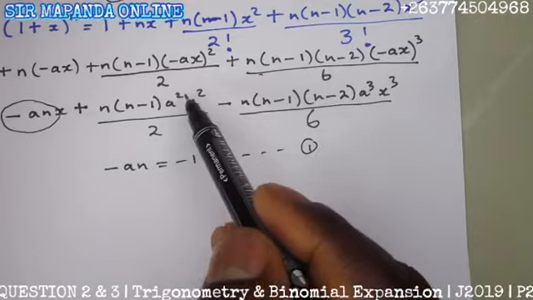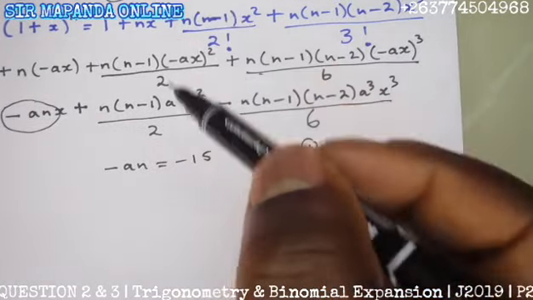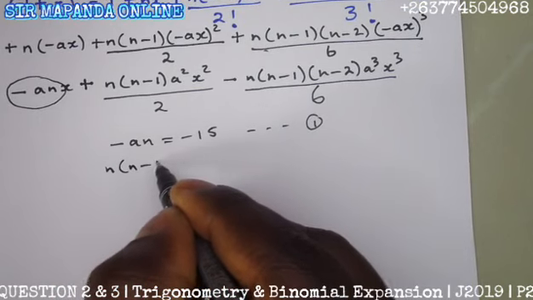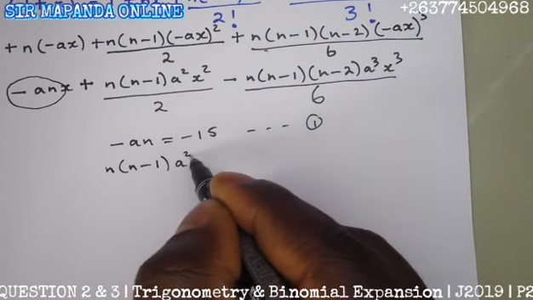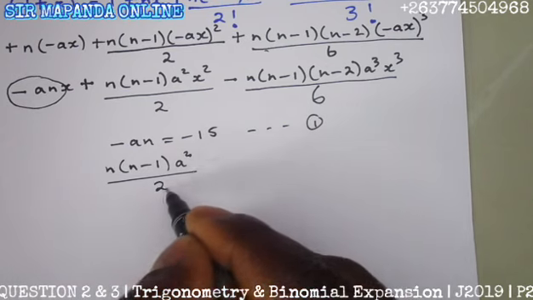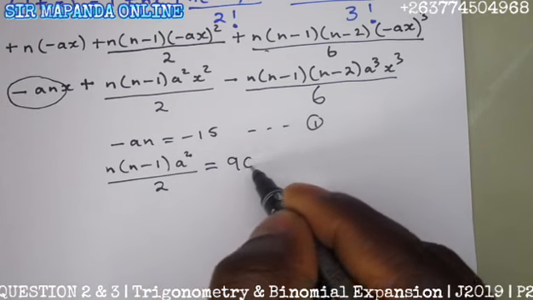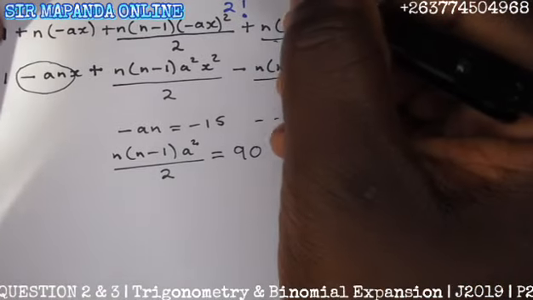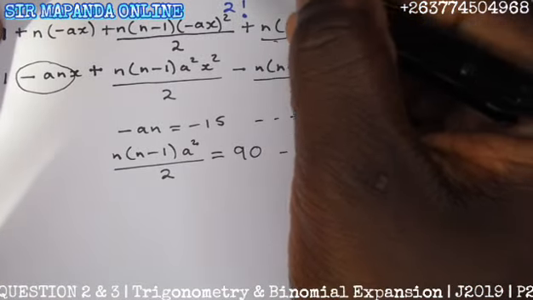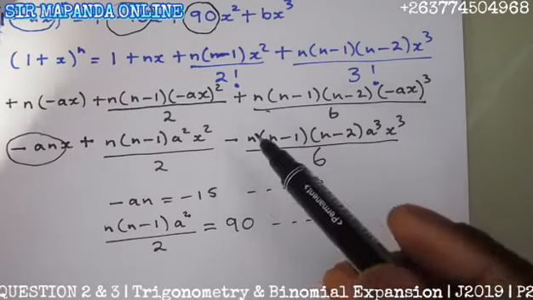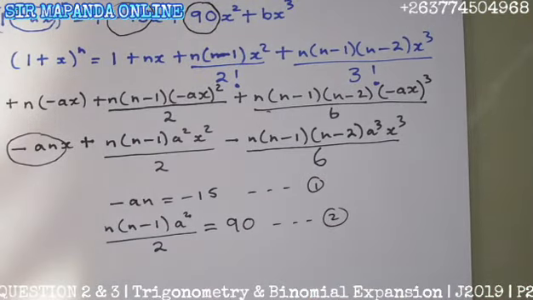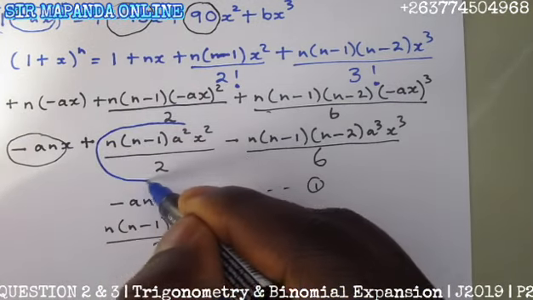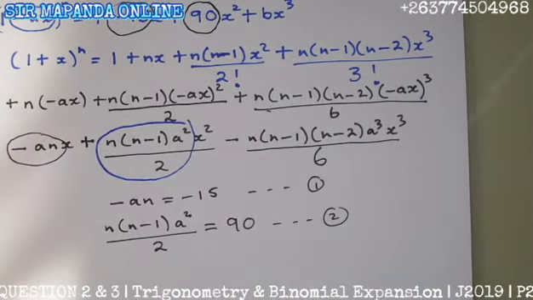Then here, the coefficient of x squared, we have 90. Here you have n open bracket n minus 1, a squared over 2. Then equate this with 90 to get equation number 2. So you are simply saying 90 is the coefficient of x squared on the right side. Equate this 90 with the coefficient of x squared in the binomial expansion. I hope you are following.